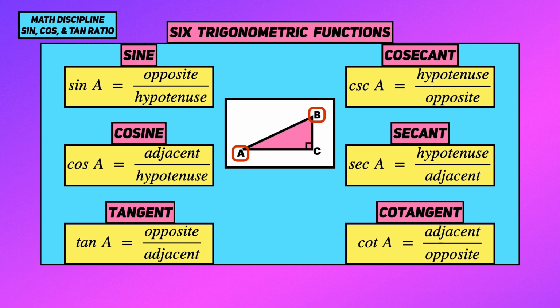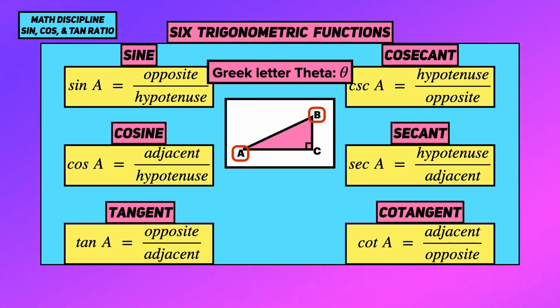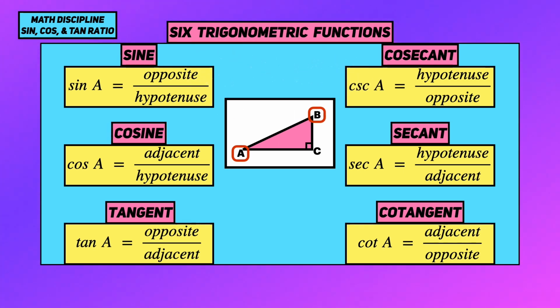You may also see letters from the Greek alphabet used to represent the angles. For example, the Greek letter theta is one that is commonly used in trigonometry problems. The angles used will be one of the 2 acute angles in a right triangle, either angle A or angle B, but it'll never be from the point of view of angle C.